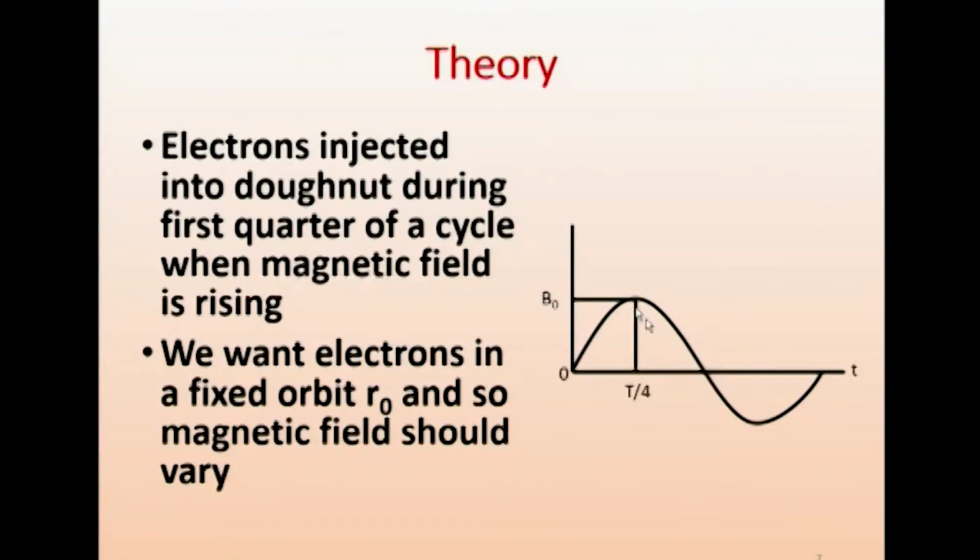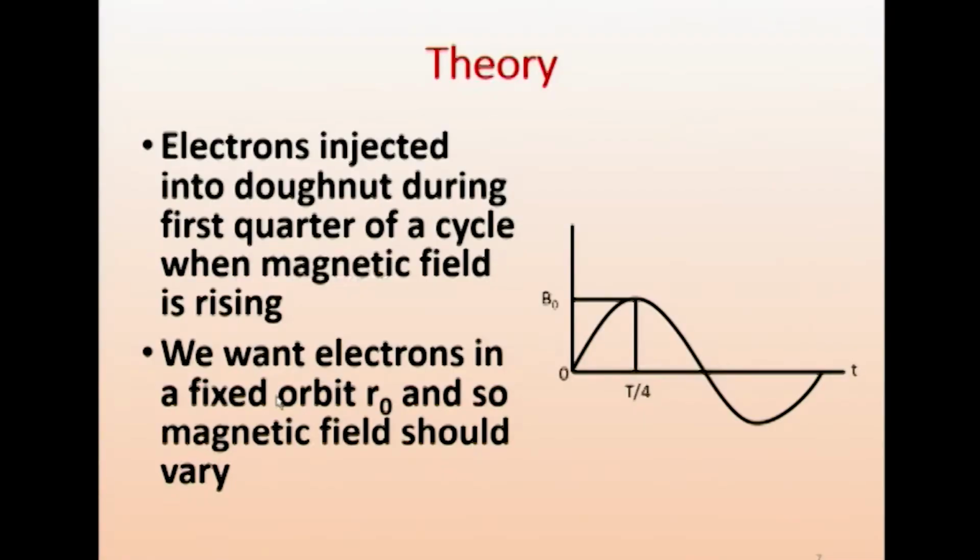Now we understand the sentence that I used here. Here it is falling, here it is rising. We want the electrons in a fixed orbit, so the electron orbit should be fixed, and so the magnetic field should vary. One of the two. In the cyclotron, the magnetic field is fixed, therefore the radius goes on increasing and it takes a spiral path. Here we want the same radius, the electron in the same orbit, because of the donut-shaped tube, so it should go only inside the tube. For that, the magnetic field should vary.